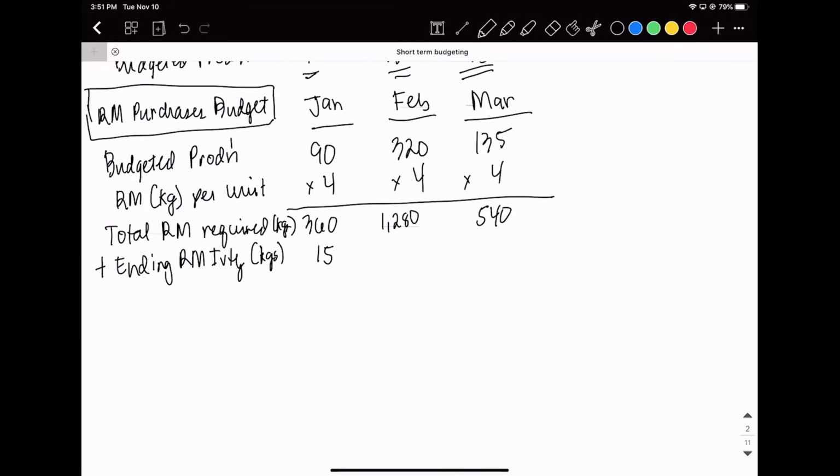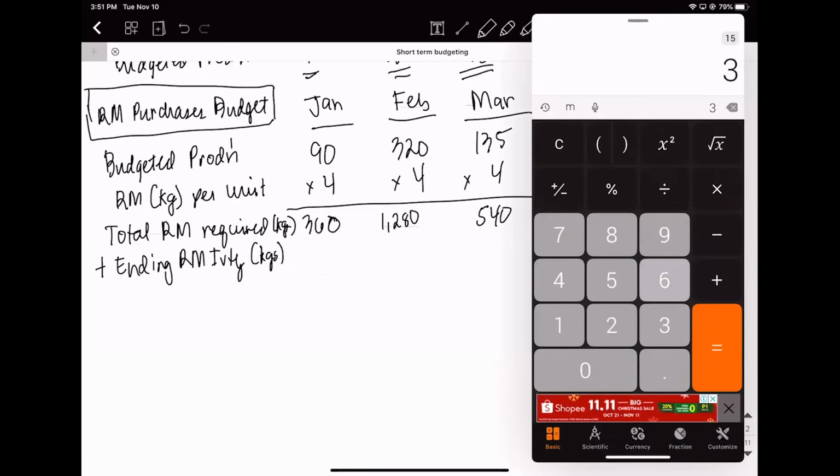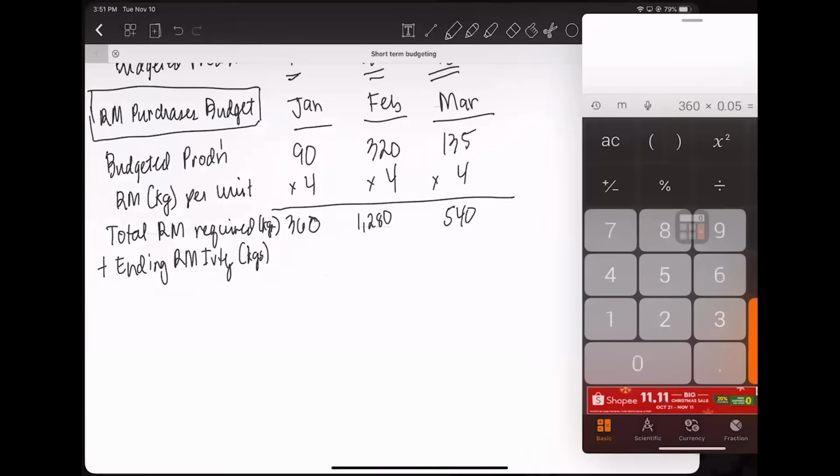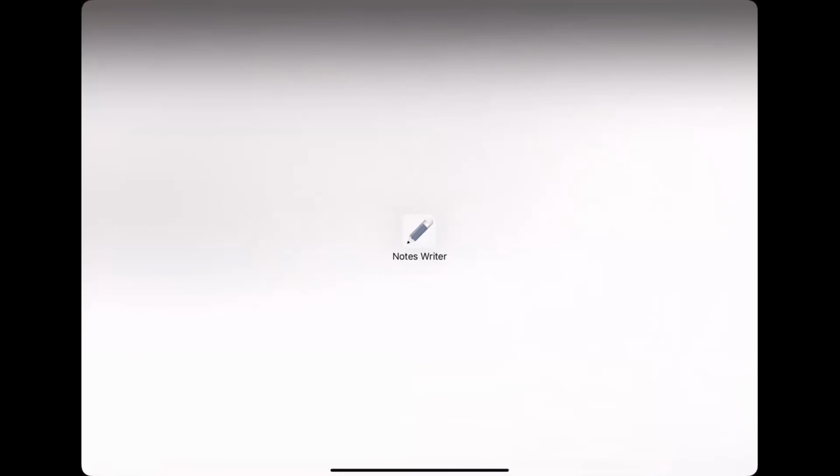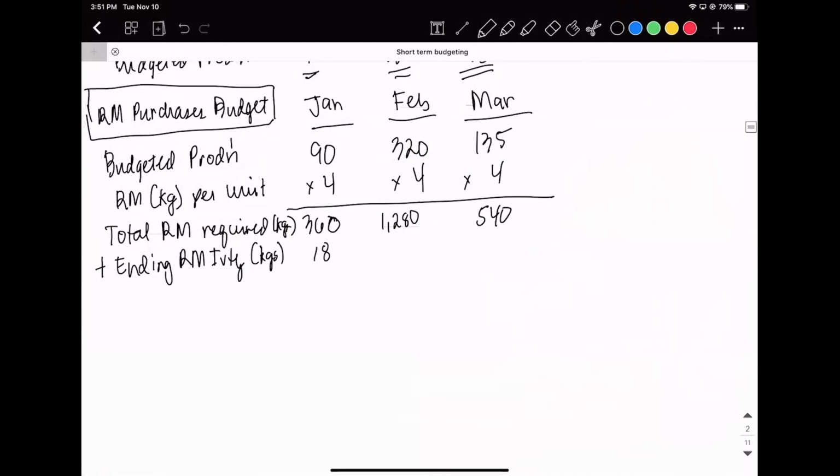Sorry, mali pala ako. 5% pala ng 360. Ayan. Okay. So, 5%. Pinahirapan ko pa. So, 360 times 5%. So, this should be 18. Ayan. So, 18 pala. So, ending inventory lang pala for this January, no?